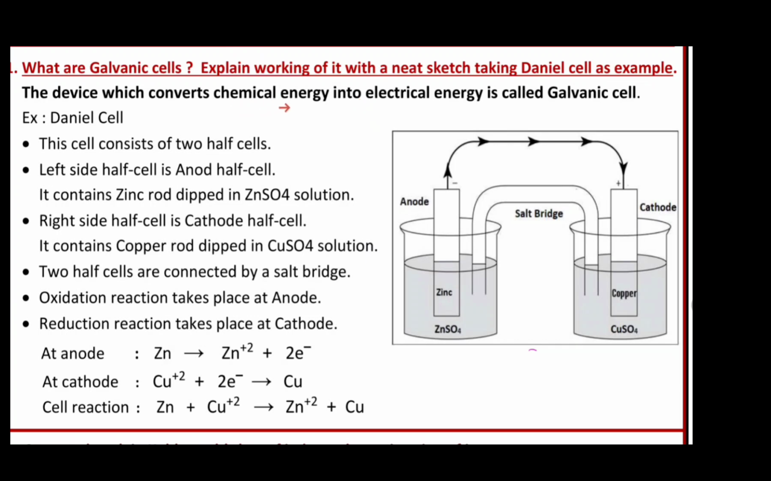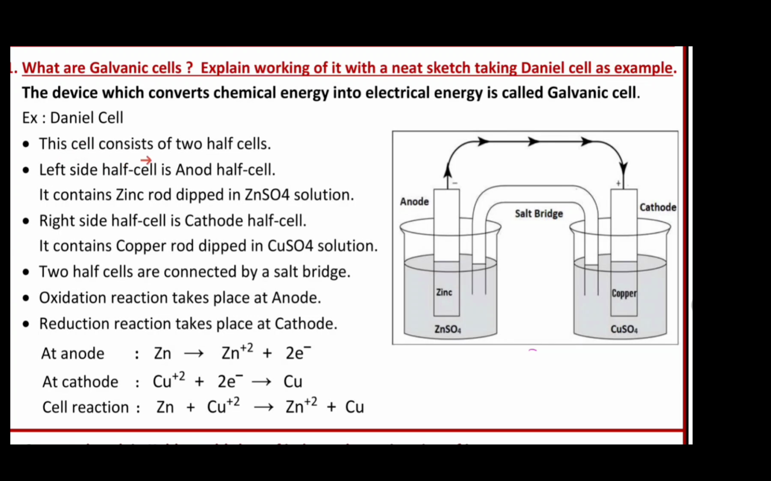Actually, this chemical energy will be generated during a redox reaction, that is a reduction and oxidation reaction. That chemical energy produced during the redox reaction will be converted into electrical energy by this device which is called galvanic cell. The best example for galvanic cell is Daniell cell.